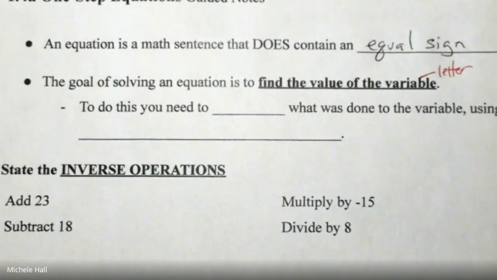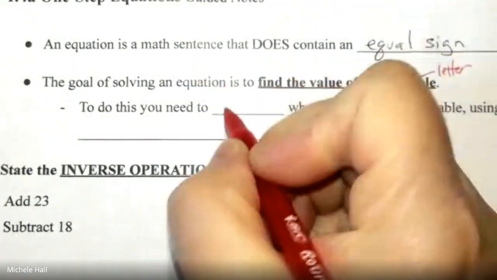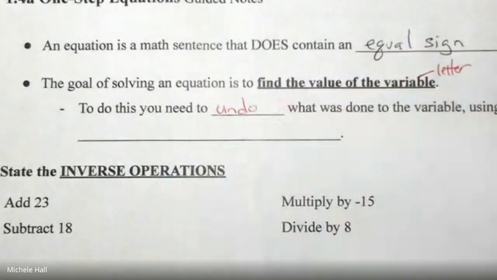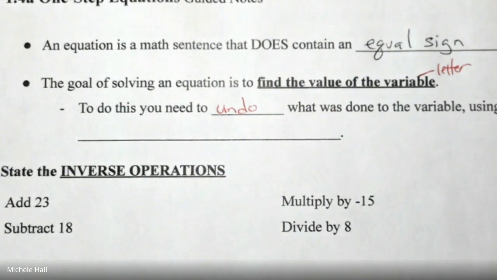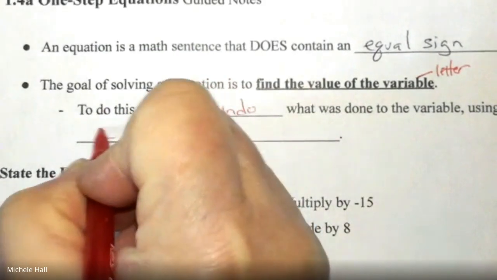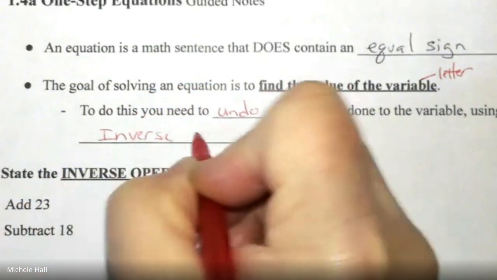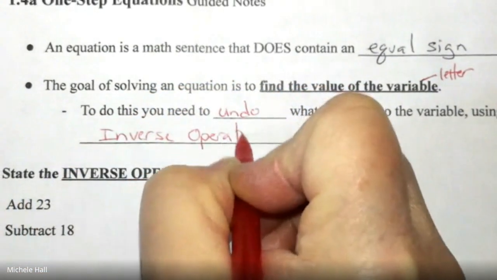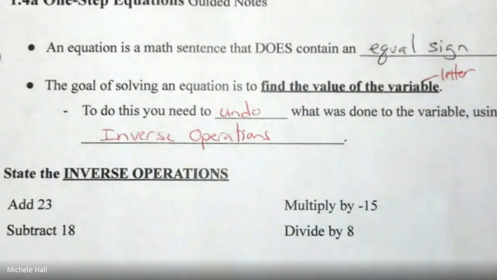Okay, how do I solve for the variable? To do this, you need to undo what was done to the variable. You need to undo it. How do I undo it? I use inverse operations. We have an inverse property for addition and multiplication in 1.3 properties. We're going to use those two inverse properties to help us solve equations.